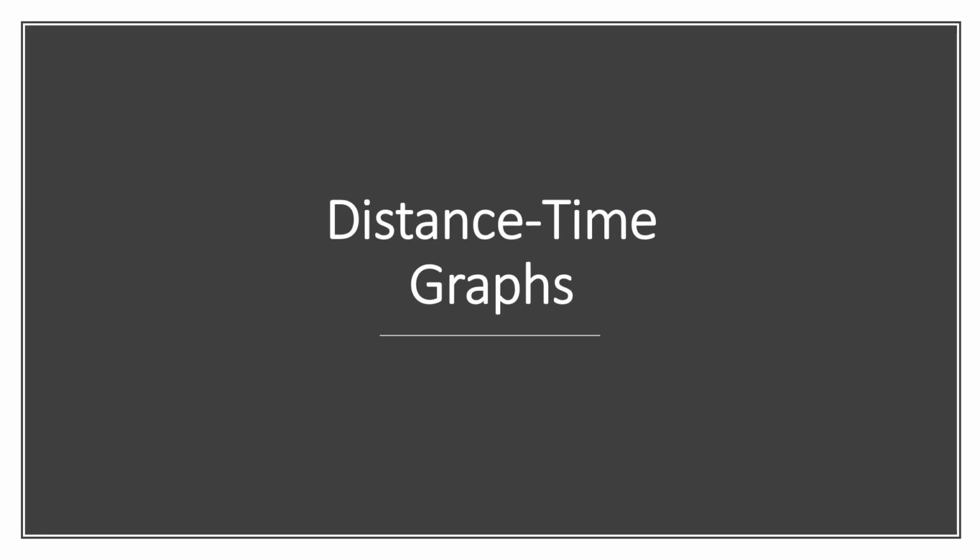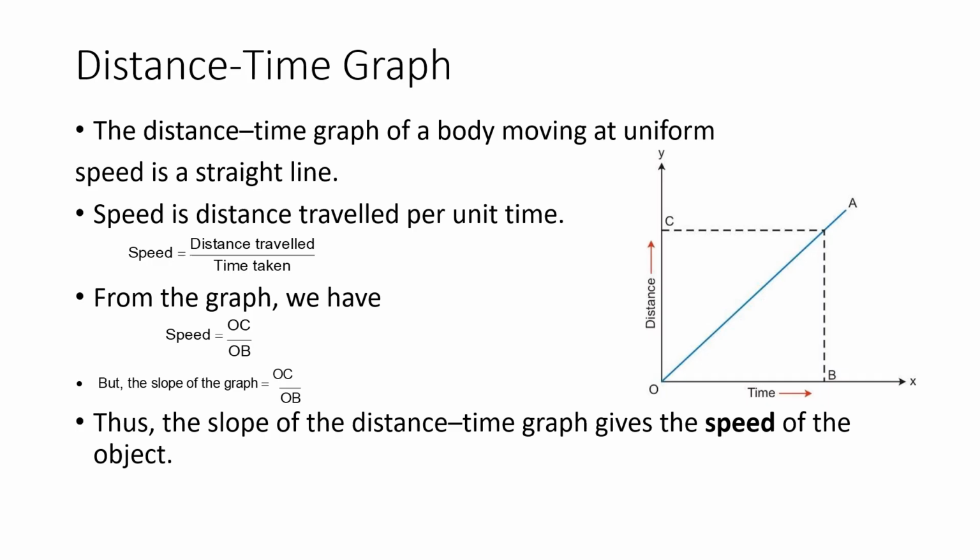So first of all, we will study about distance time graphs. What does the distance time graph show? The distance time graph shows how the distance of a body from a fixed point changes with time. And to draw this distance time graph, we will plot distance traveled by this body along y-axis and the time taken by the body to travel this distance along x-axis.